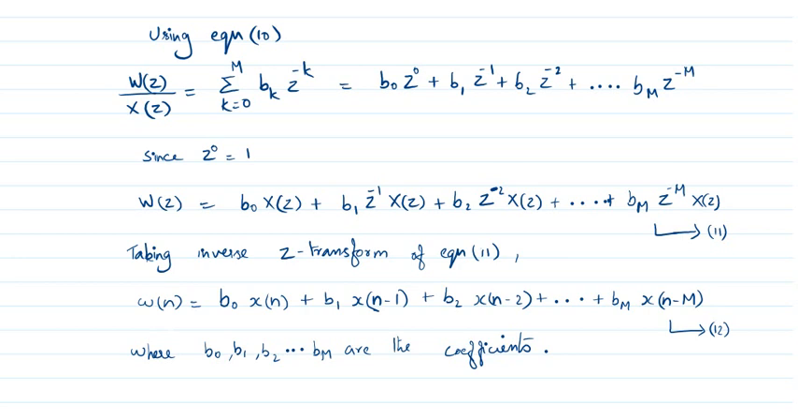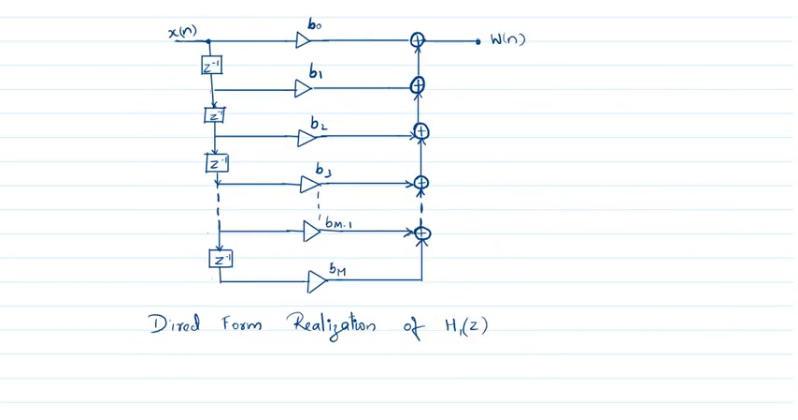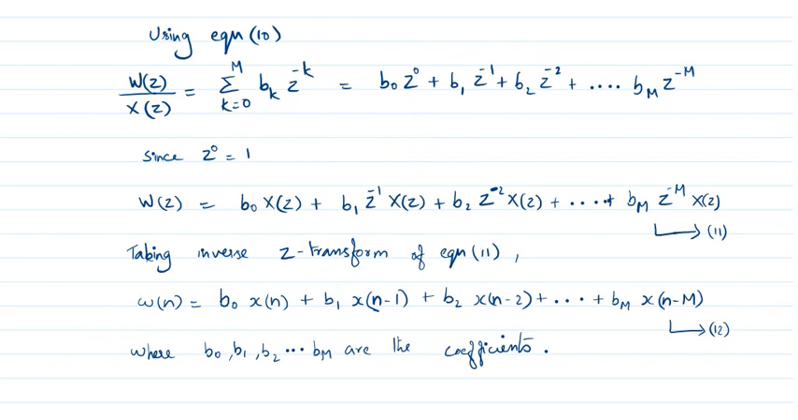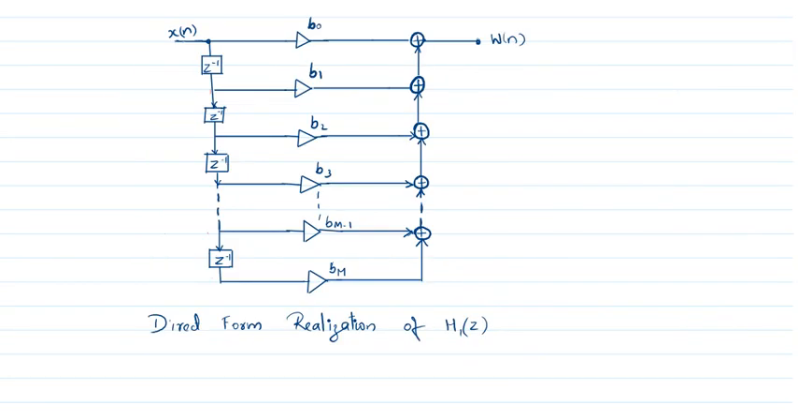Okay, so the diagrammatic representation will be like this: x(n) into b0, that will be the first part, b0 into x(n), so that is shown here. So diagrammatically it is represented like this, b0 into x(n). So we will get w(n).